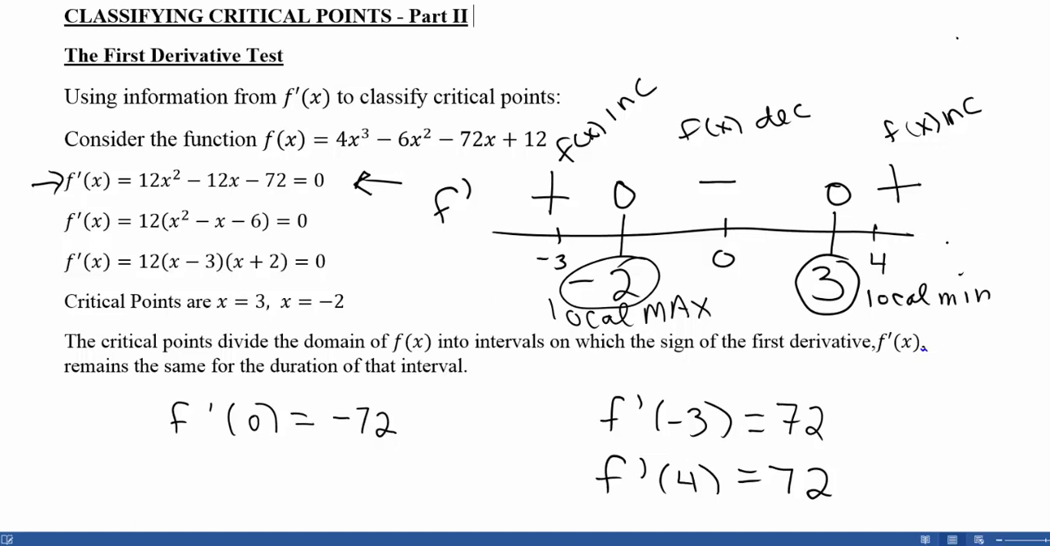So because we have the relationship between the sign of the first derivative and whether the original function is increasing or decreasing, we get a test for the first derivative that's based on the sign of the first derivative and how it changes around your critical point. So let's see how this rule is written out.